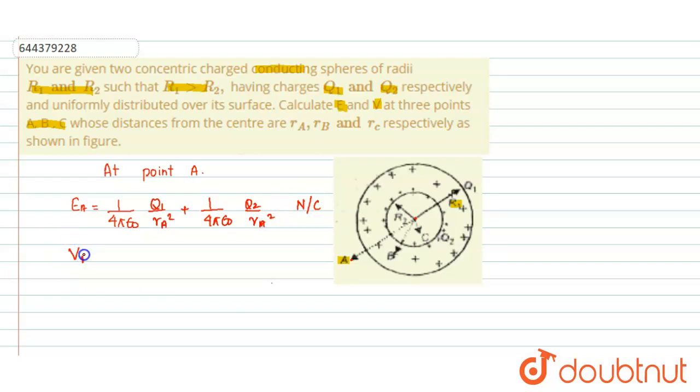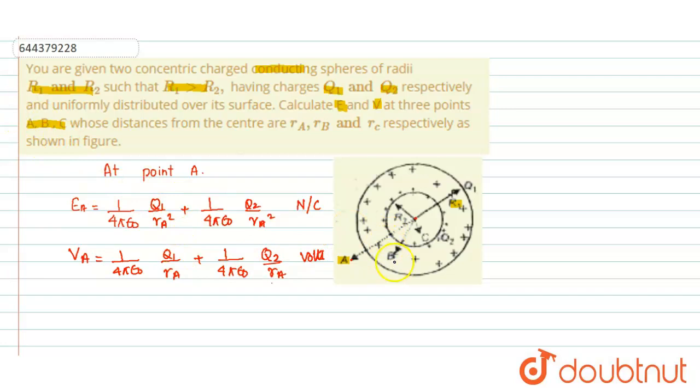Now we can find out the potential by applying the same concepts. VA, the potential at this point, will be due to this sphere, and again we will assume the entire charge to be placed at the center. So this will be 1 upon 4 pi epsilon naught Q1, the charge on this sphere, divided by RA, plus similarly 1 upon 4 pi epsilon naught Q2 divided by RA volts. So this is about the point A.